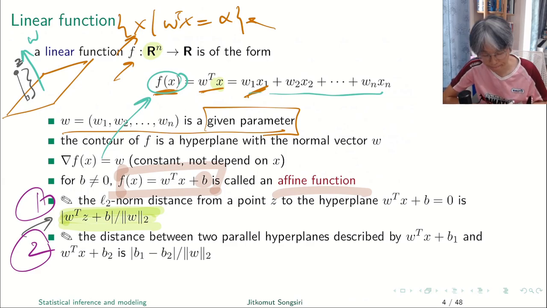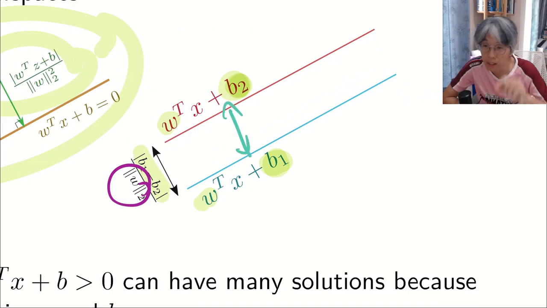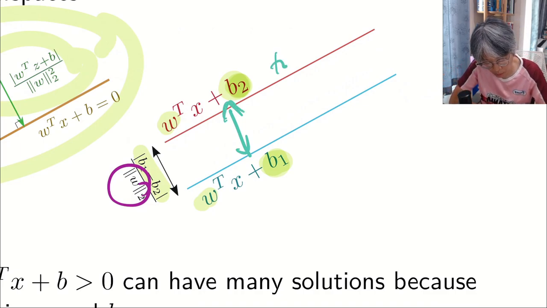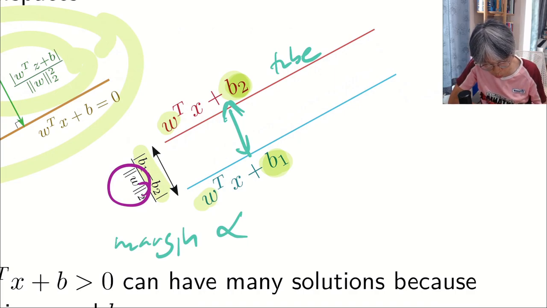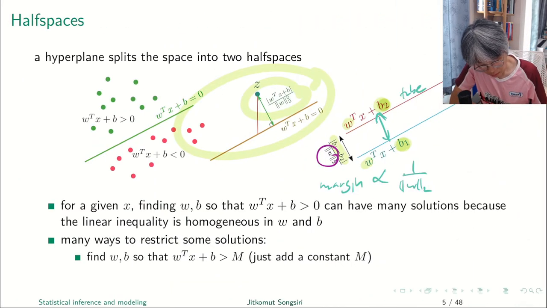The message that you should take is about the margin. If I call the width of this tube the margin, we see that the margin is inversely proportional to the norm of the normal vector of the hyperplane. Which means if the norm is large, the margin is small. That's it. Now that's the concept of a linear function.